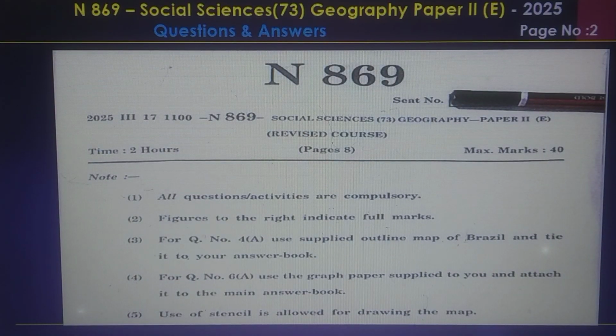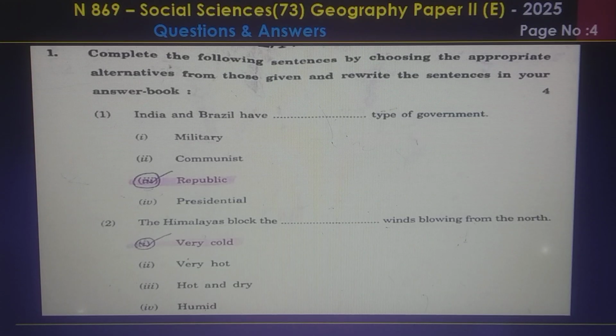N869. Complete the following sentence by choosing the appropriate alternative from those given and rewrite the sentence in your answer book. First question: India and Brazil have dash type of government? Republic government, that is the answer. And the second one: the Himalaya block the dash winds blowing from the north. The answer is very cold.